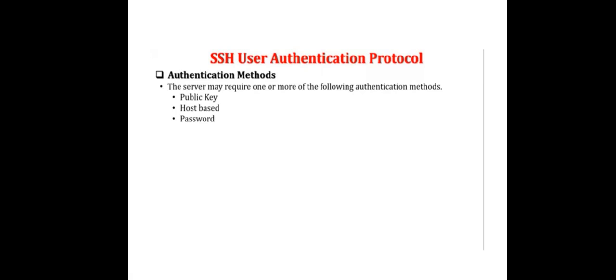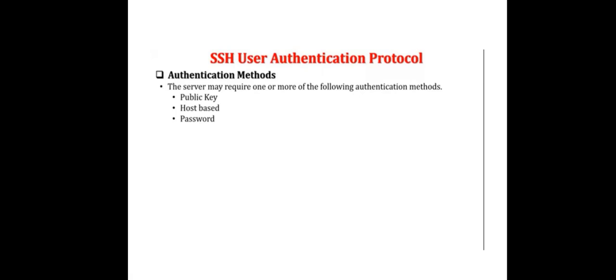Next one is authentication methods in the authentication protocol. In this, we have public key, host based, and password. So in public key, the message is encrypted by the client's private key, and the client sends its public key to the server along with the message, and the server decrypts that message using the client's public key.